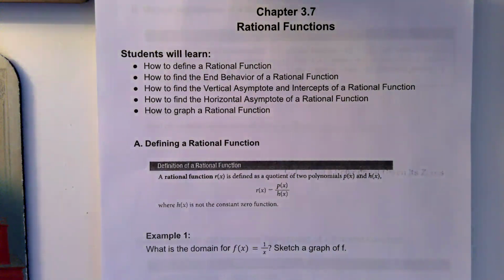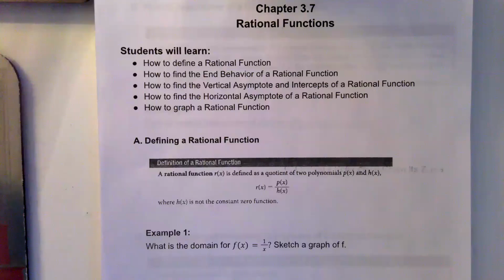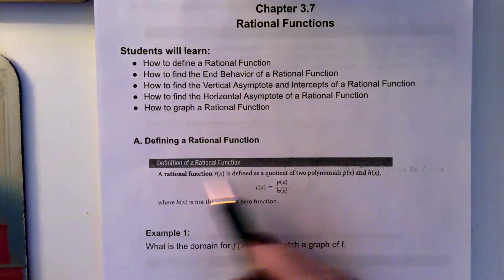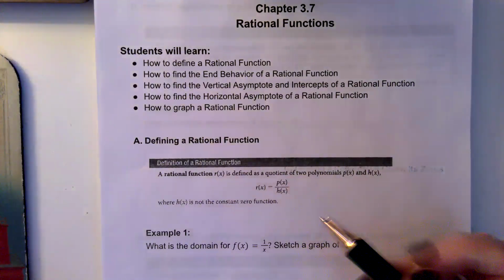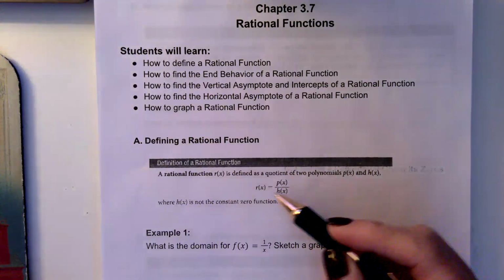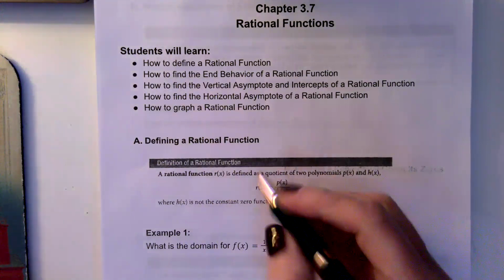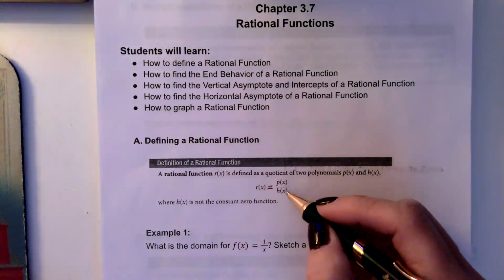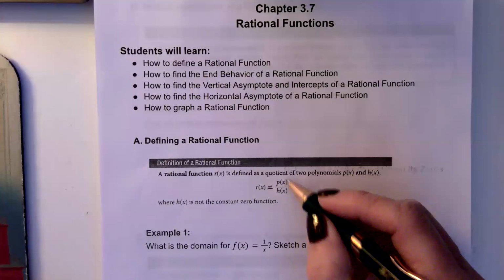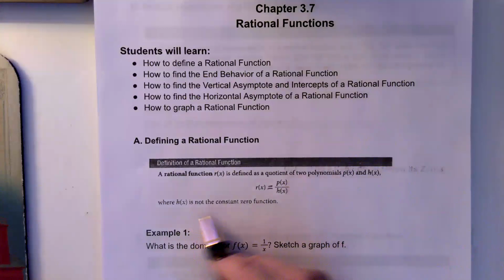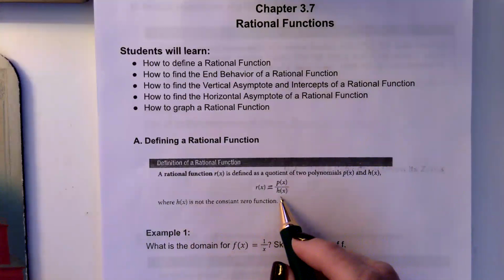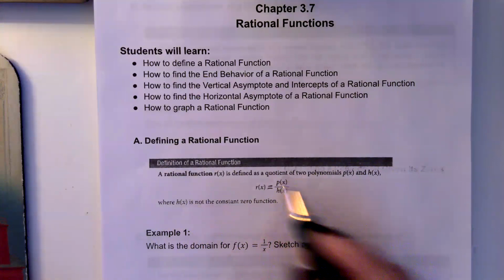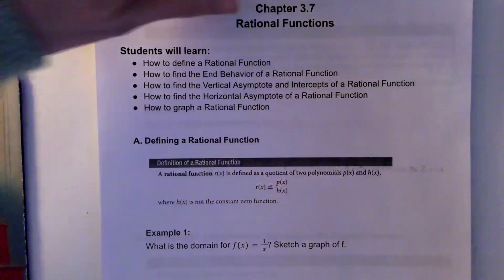This lesson is all about rational functions, and we only work on this in one lesson. When I say rational functions, I mean a function that can be written in the form of a polynomial in the numerator and a polynomial in the denominator. So they're two separate polynomials, where h of x is not the constant zero function. So we can't have a zero in the denominator or it would be undefined.